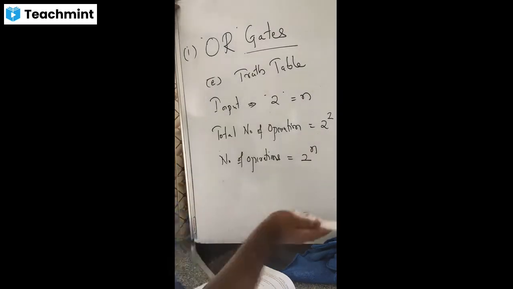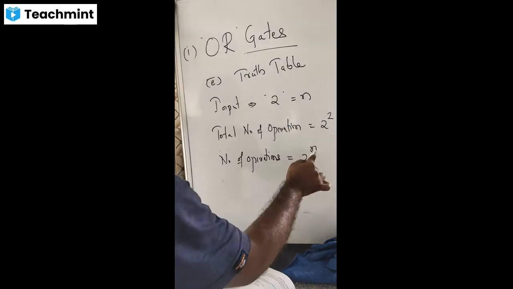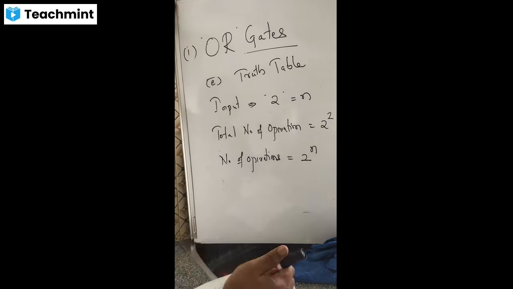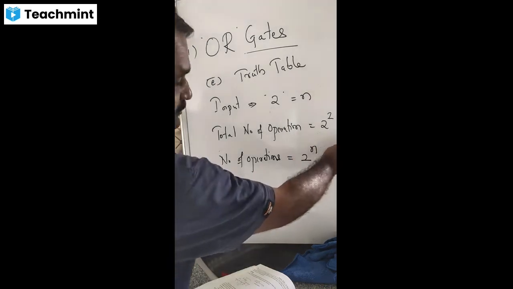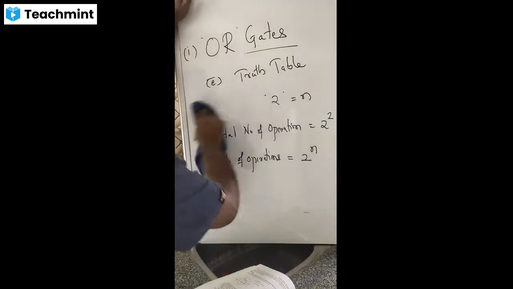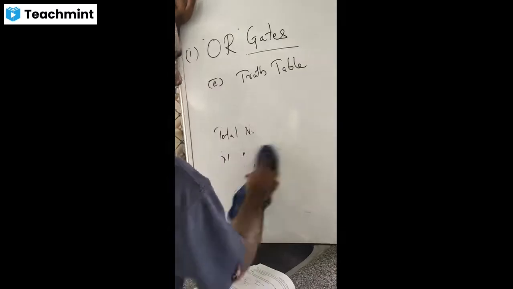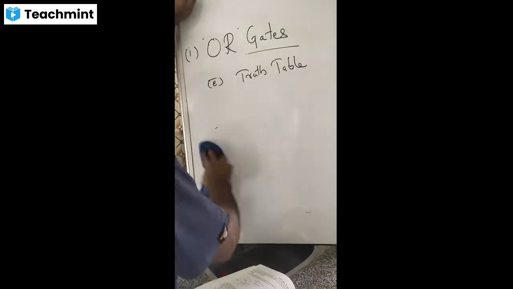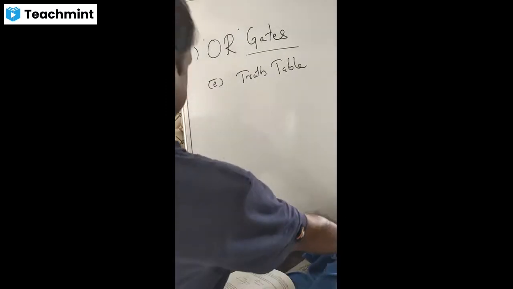If you have only one input, 2 raised to 1, you are going to have two possibilities. So since this truth table of the OR gate has two inputs, we are going to have 4 possibilities or operations. So let us take what those operations are.